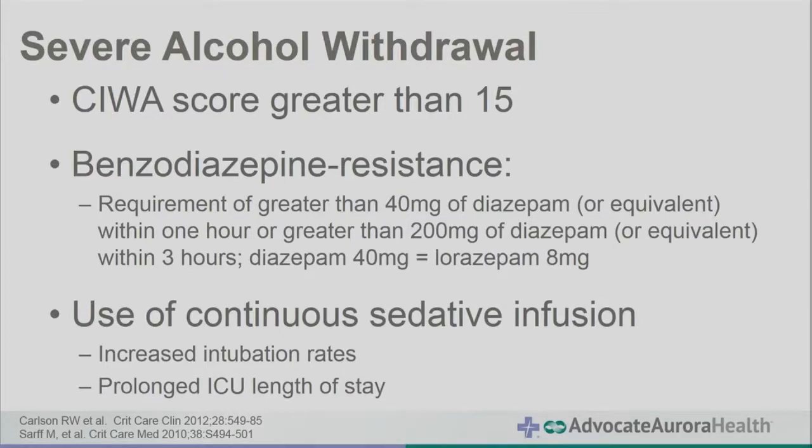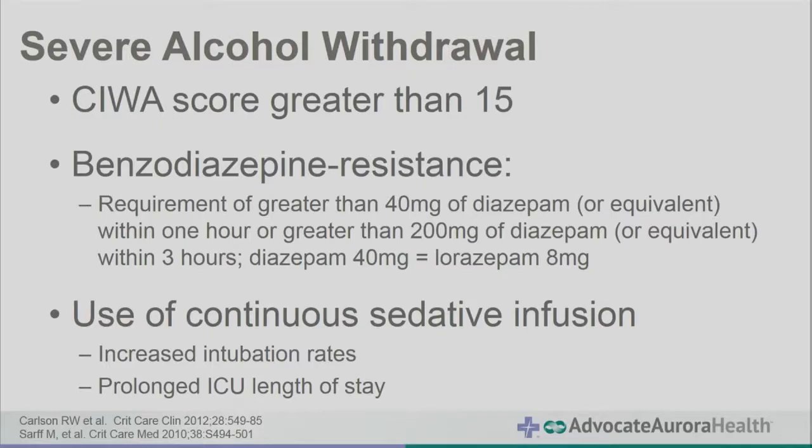Okay, then we'll move on to severe alcohol withdrawal, our favorite type of patient, with that CIWA score of 25. So CIWA scores greater than 15 usually define severe alcohol withdrawal. And benzodiazepine resistance is something that we are facing every day now. More and more patients are coming in not responding to our typical doses of benzodiazepines. So then what do we do? We throw them in the ICU and start them on a continuous sedative infusion, right? The definition of benzodiazepine resistance is 40 milligrams of diazepam or equivalent benzo in the first hour or 200 milligrams in 3 hours.